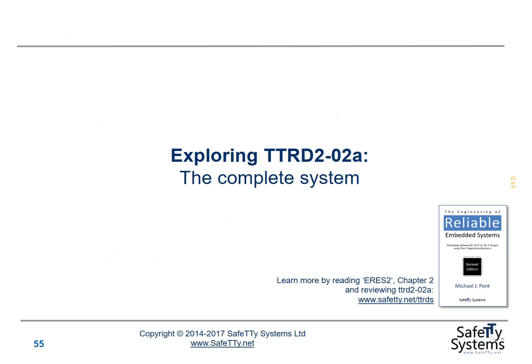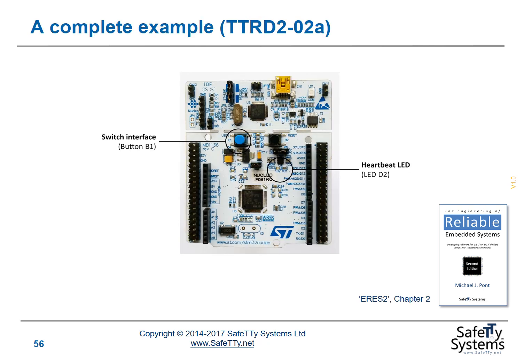So let's pull together the techniques we've talked about in the last 45 minutes into our complete system. The code example that you've got, TTRD202A, is designed to run on a simple low-cost Nucleo board. The precise board is explained in the ERES2 book, Chapter 2. We've got a simple switch interface on this board, and we've got a heartbeat LED. So we've got a flashing periodic task.